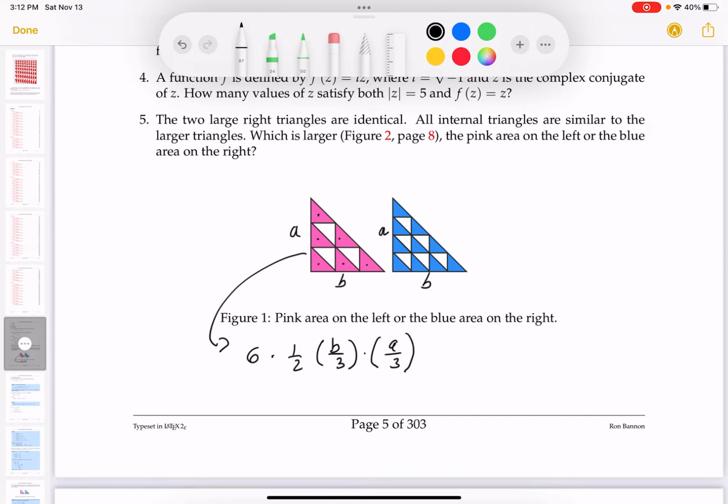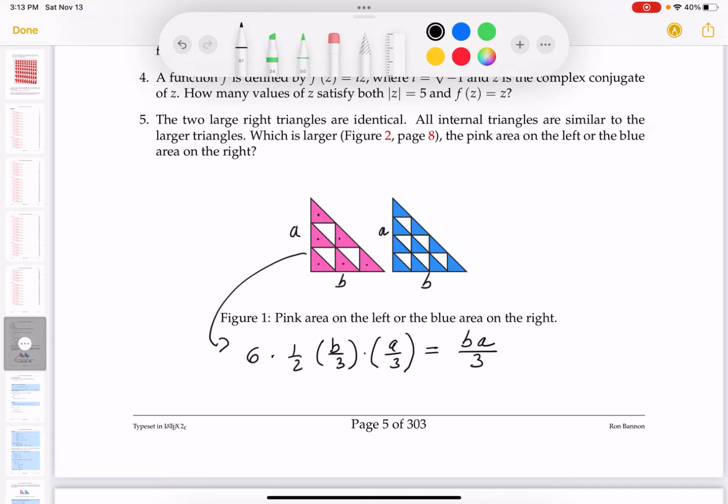Let's see if I did that right. Count it right. 1, 2, 3, 4. Yeah, I did. And let's see what we get over there. 1/2 base times height. And what do you get there? I guess you get just BA, right? On top. And on bottom, what do you get? I got 2 and 3 gone. Over 3, right?